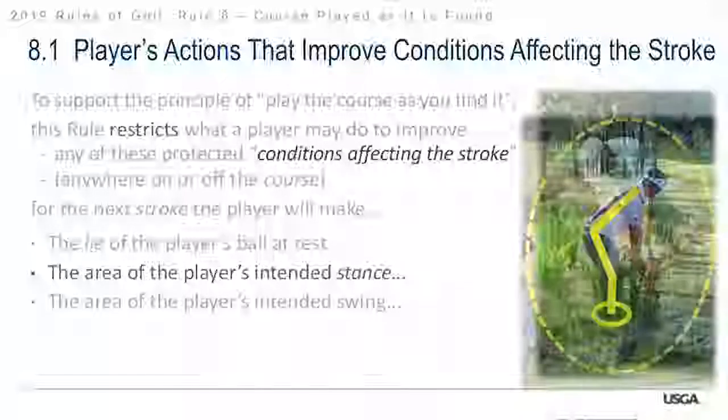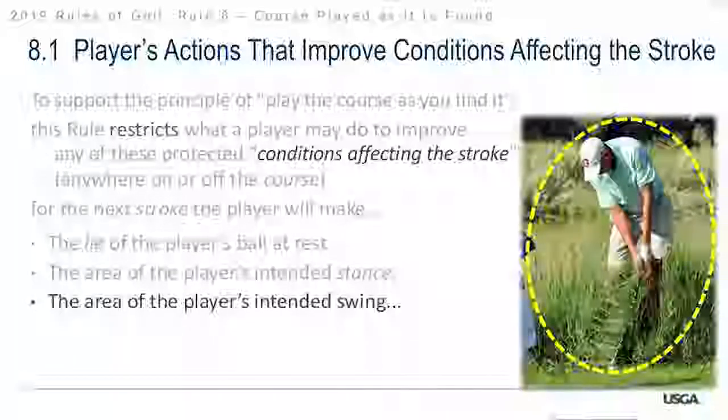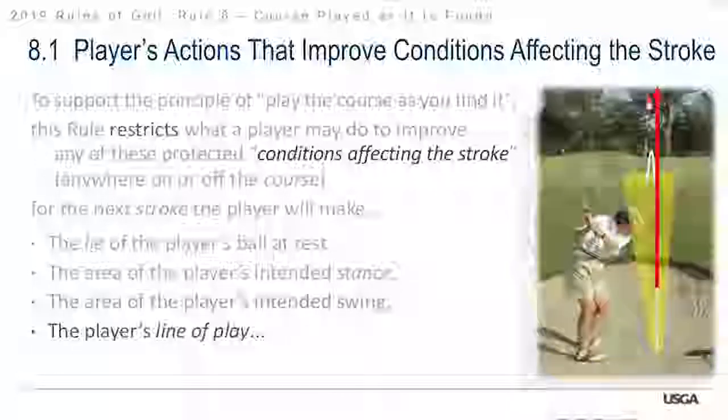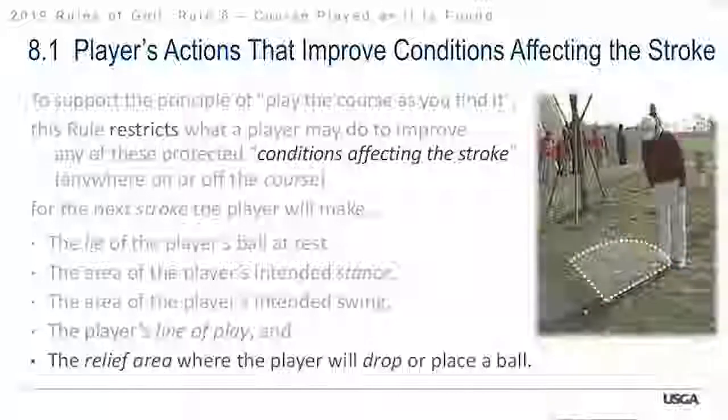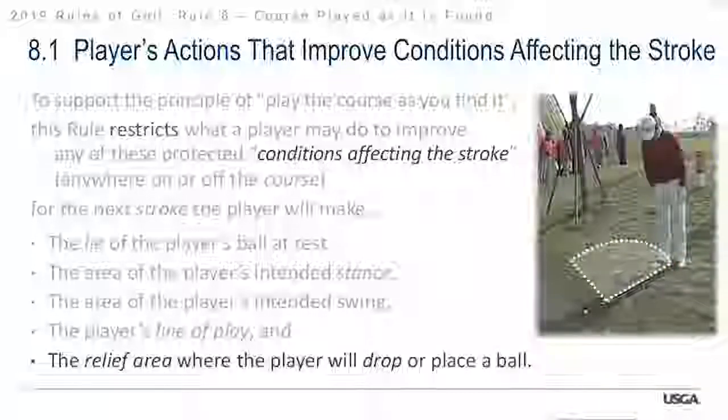Okay, the area of the player's swing. It's a good example of some grass right along the shaft there. We can't clear out all that grass because we know that our shaft is going to go through there. Can't improve that. The player's line of play. We're talking about raking footprints in a bunker. You can't improve those most of the time. The relief area where a player will drop or place the ball. So if you have a relief area here, can we put divots back? No, we can't. We cannot do that.